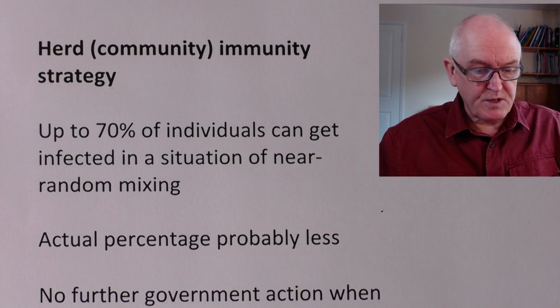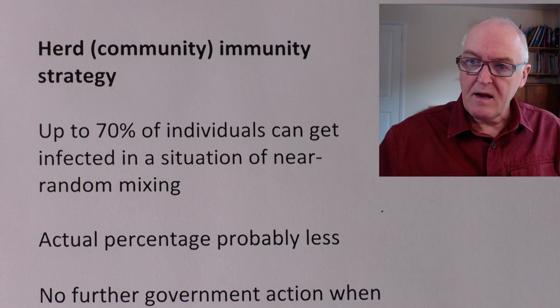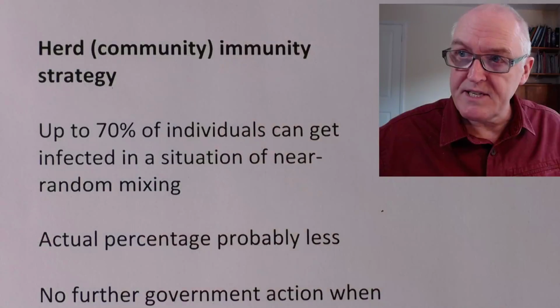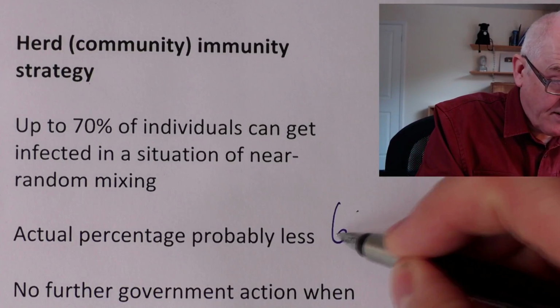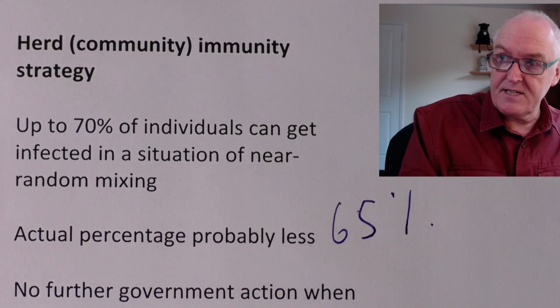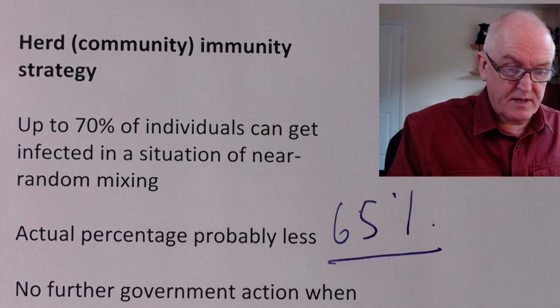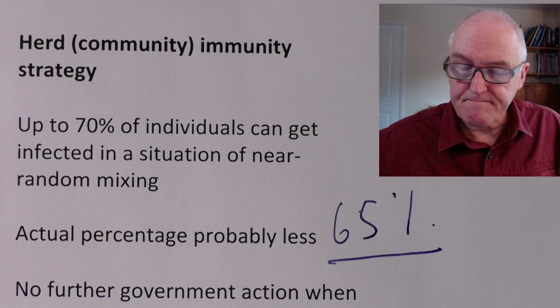Now the actual percentage is probably a little less than that, because some people seem to have a degree of pre-existing immunity. Not quite sure why yet, probably due to previous infections, maybe influenza, maybe other respiratory viruses, more probably other coronaviruses. So the actual number of people that could potentially get it is probably nearer 65% than 70%, although that is not an evidence-based figure, but it would make sense.